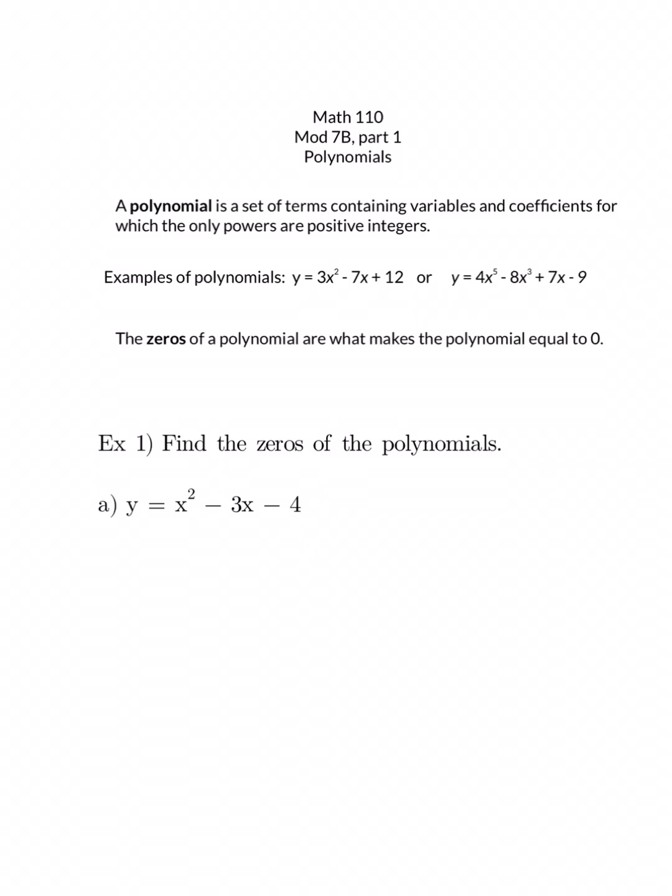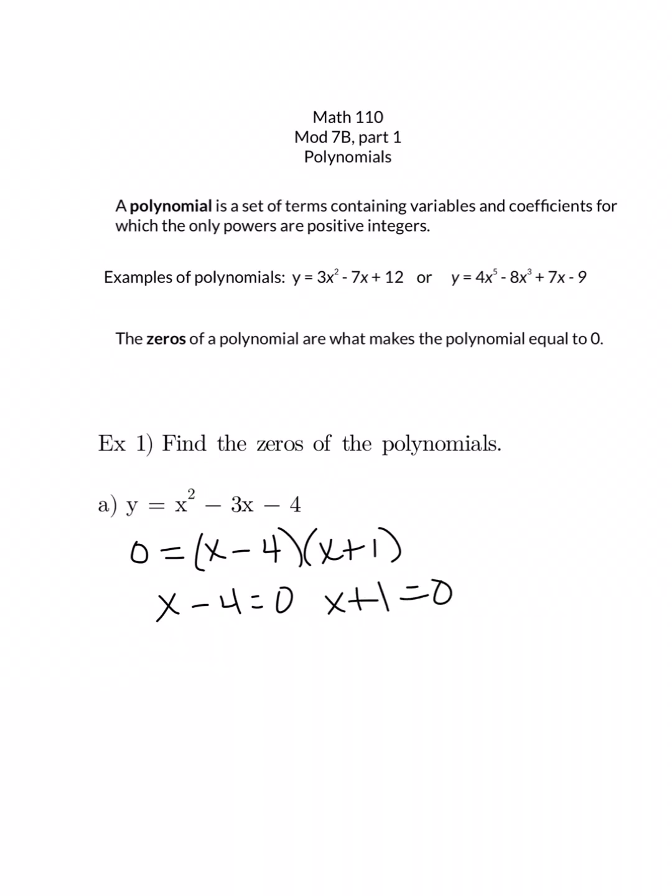And the first one we are given is y equals x squared minus 3x minus 4. We need to set this equal to 0 and factor it if we can. This factors into x minus 4 times x plus 1. Set each factor equal to 0, and we get zeros for this polynomial of x equals 4 and x equals negative 1.